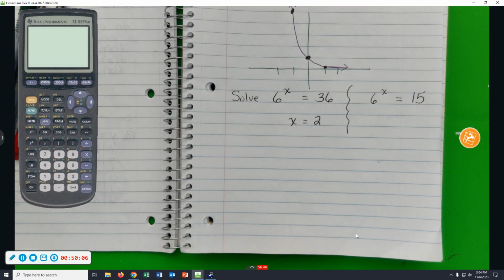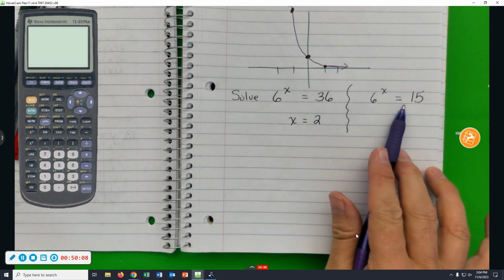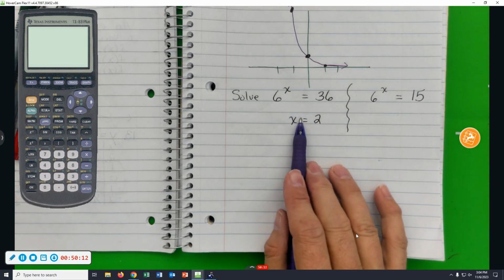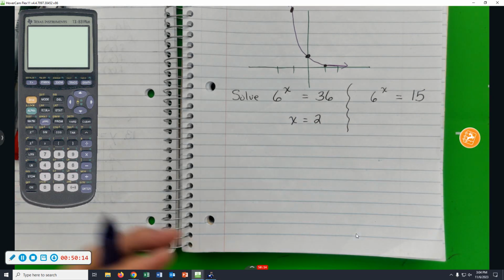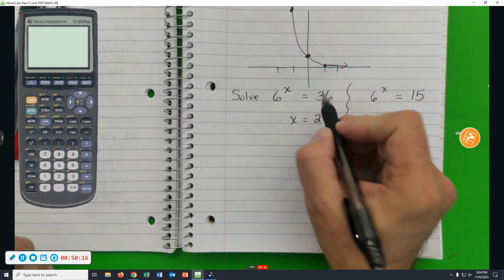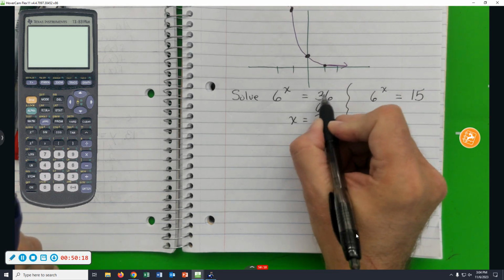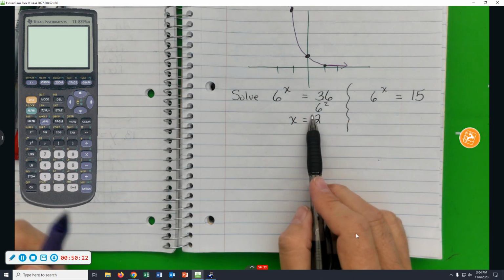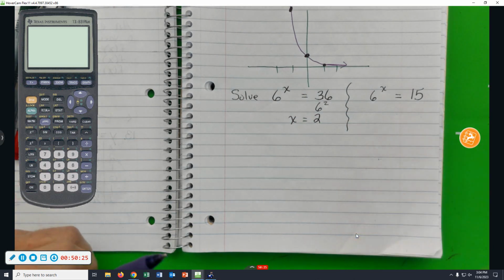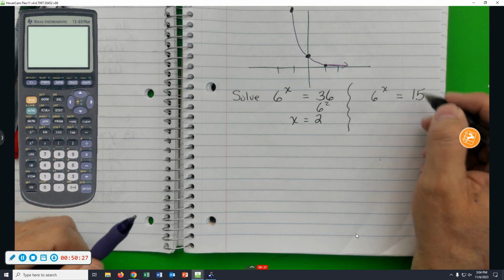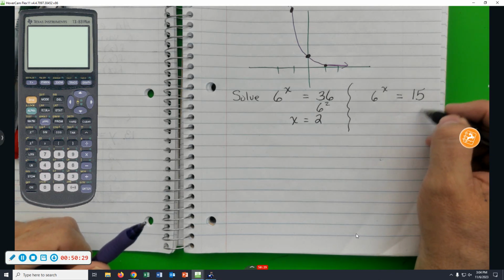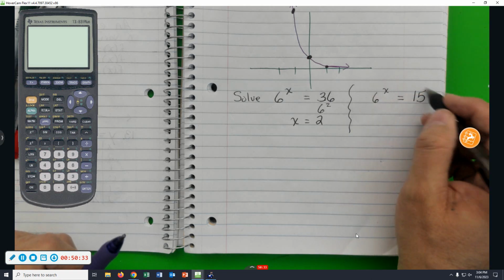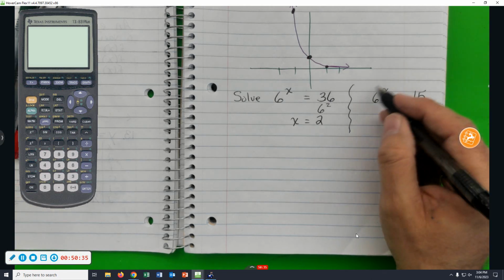6 to the x equals 15. Which one of these two problems is an easy problem? First one. Why? Because your brain can take 36 and you're thinking, okay, 6 squared is 36. Could we do that here? Does 6 to a power give you 15? Say no. This stuff we'll be solving in a week's time once you've mastered logarithms.